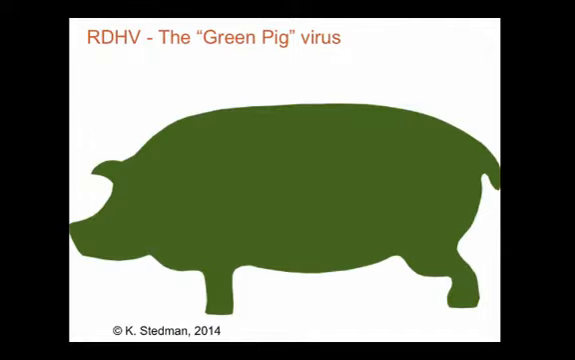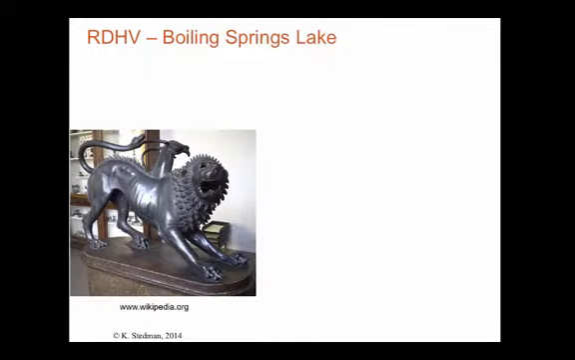I also like to call this the green pig virus. Reason for that is the RNA virus sequences we found are most similar to plant virus sequences, and that replication protein is most similar to pig viruses. So what the heck is this thing infecting? One of these chimeras with the head of a lion, tail of a snake, also with a goat's head coming off of it on the other side. So we don't know.